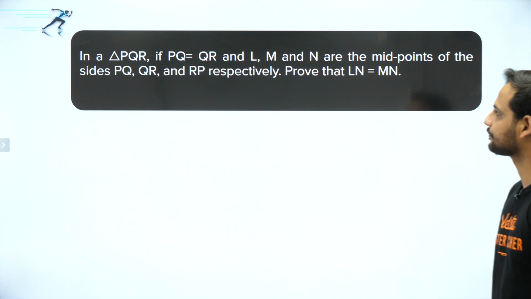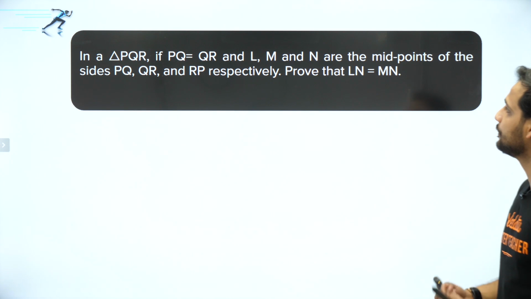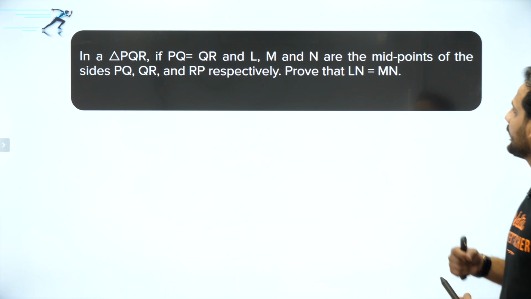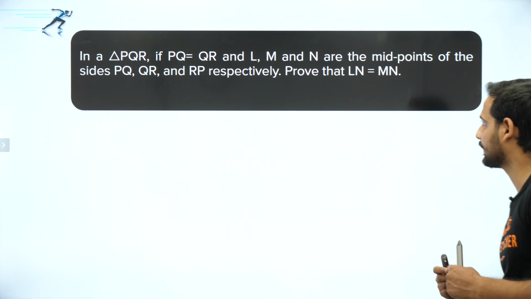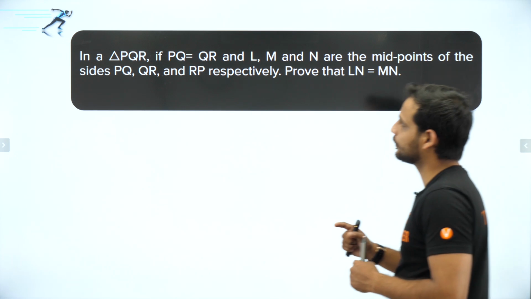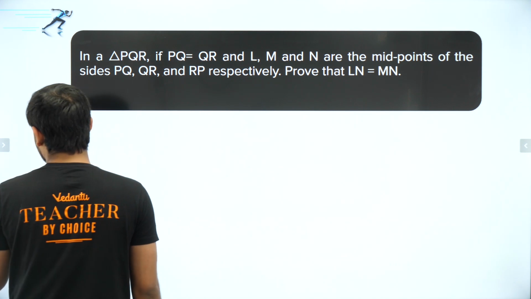The next question is: in a triangle PQR, PQ is equal to QR, and L, M and N are the midpoints of the sides PQ, QR and RP respectively. Prove that LN is equal to MN. It's a good question. Let us see.